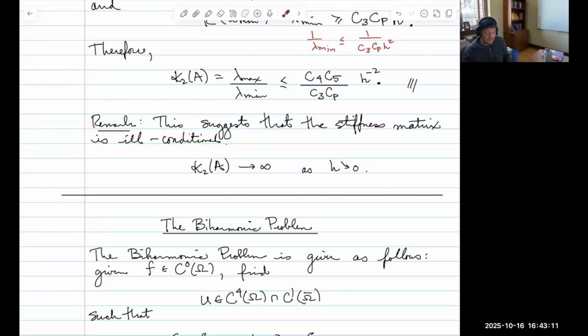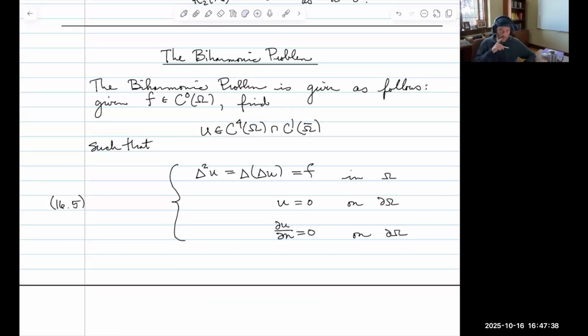But the good news is there are a lot of methods for dealing with ill-conditioned problems like this. One of which is the multigrid method that I talked about extensively last year in a two-semester course on multigrid methods. And there's a book coming out with the same title, Multigrid Methods, which has all that theory in there if you're interested. So now we want to switch gears a little bit.